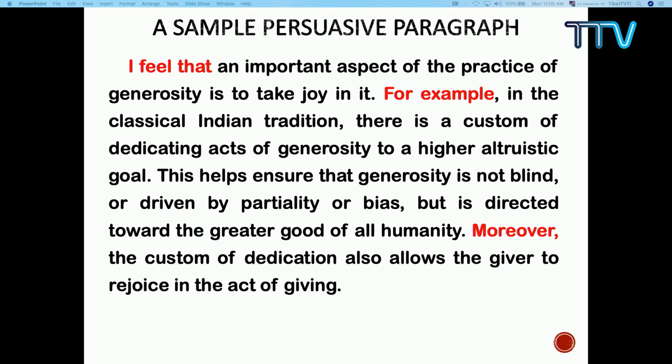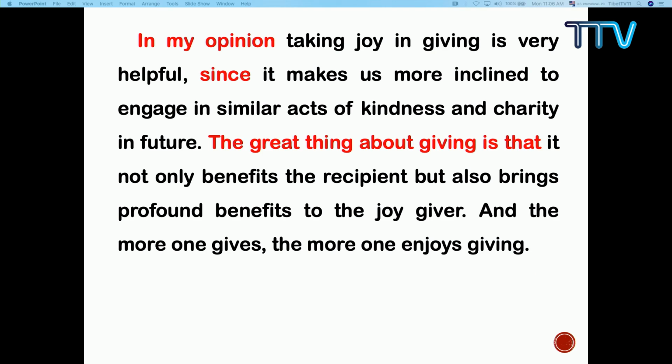And then see the second reason or point. Moreover, I have added this particular word moreover. The custom of dedication also allows the giver to rejoice in the act of giving. So if you dedicate your act of generosity to a higher altruistic goal, it gives you a chance to rejoice in your act of giving. And in my opinion, taking joy in giving is very helpful. Now the statement here is taking joy in giving is very helpful. If you take this as a separate paragraph, this can be my thesis statement or the topic sentence.